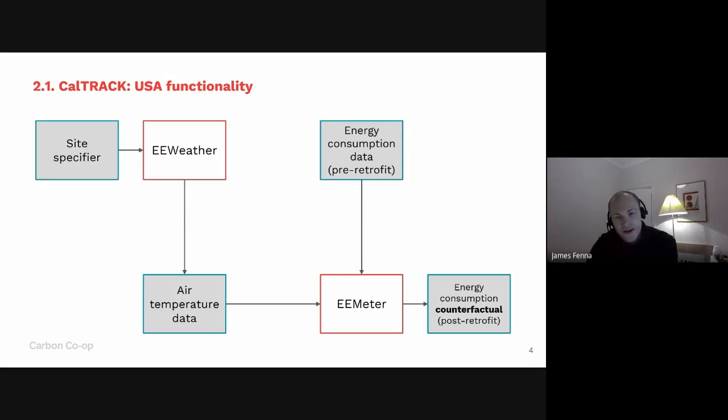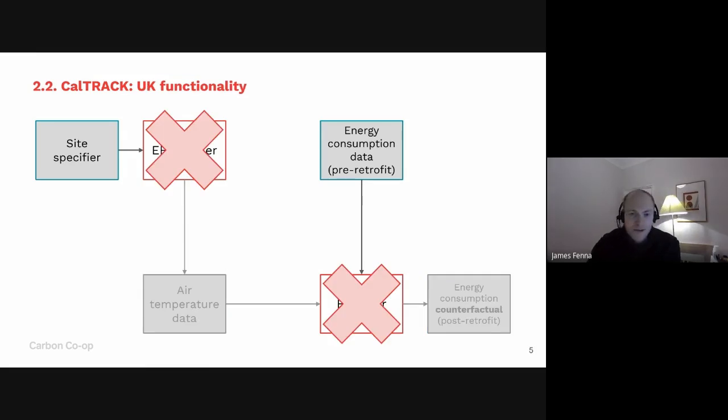The way that Caltrack works, and when I say Caltrack, I mean OpenEEweather and OpenEEmeter collectively, in the US, obviously we've got these two models. OpenEEweather is the weather calling app, and the OpenEEmeter does the processing of air temperature data and smart metered energy consumption data, and you get your counterfactual from that. But when you try and recreate that in the UK context, because the model was developed over in the US, there are a couple of issues.